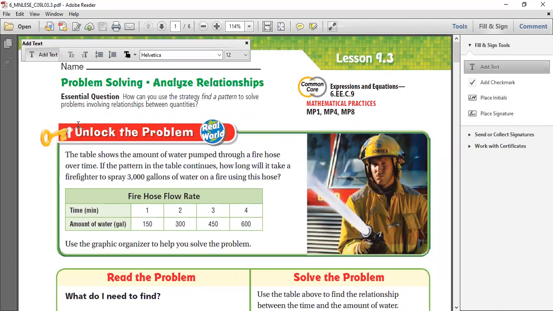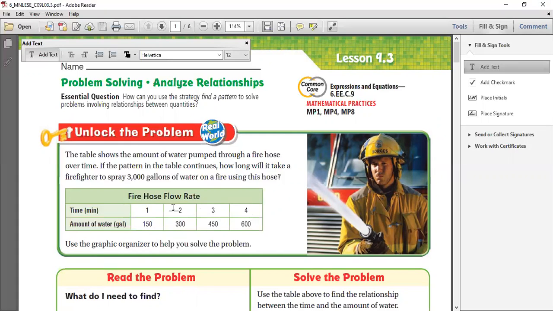Fine. First, let's do unlock the problem. The table shows the amount of water pumped through a fire hose over time. If the pattern in the table continues, how long will it take a firefighter to spray 3,000 gallons of water on a fire using this hose? Okay, so the time in 1 minute, they spray 150 gallons of water. In 2 minutes, they spray 300 gallons of water. In 3 minutes, they spray 450 gallons of water, and in 4 minutes, they spray 600 gallons of water.